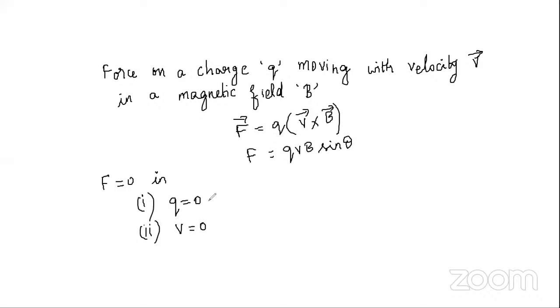Velocity equal to 0 means the charged particle is stationary, so the charge won't experience any force. In the third case, when theta equals 0 degrees, sin 0 degrees is 0, so the force will be 0. Likewise, the fourth condition is theta equal to 180 degrees. In that case also the force on the charged particle is 0.